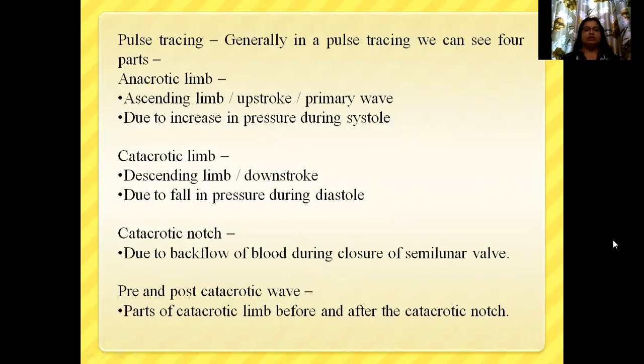Pulse tracing. Generally, in a pulse tracing, we can see 4 parts: anacrotic limb, catacrotic limb, catacrotic notch, and pre and post catacrotic wave. Anacrotic limb is the ascending limb or upstroke or primary wave. It is due to increase in pressure during systole. Catacrotic limb is the descending limb or downstroke due to fall in pressure during diastole. Catacrotic notch is due to backflow of blood during closure of semilunar valve. Pre and post catacrotic wave are parts of catacrotic limb before and after the catacrotic notch.